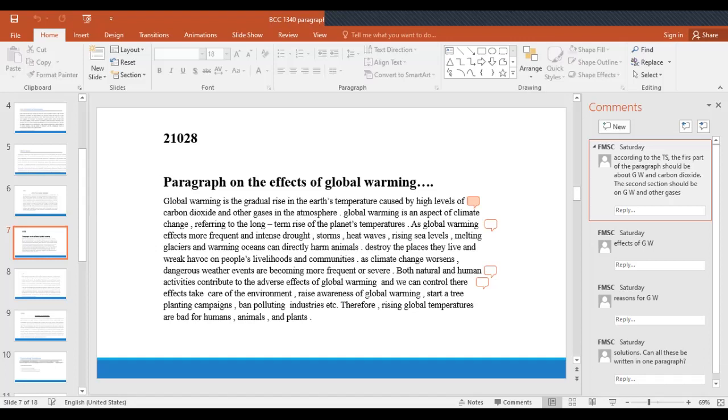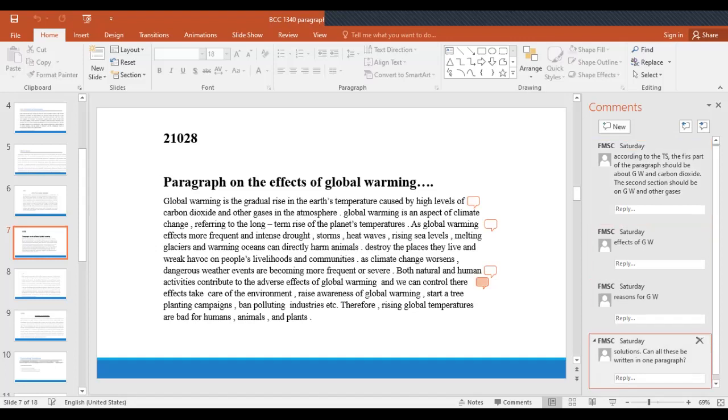I see a lot of information which is of course relevant, but it should have been much better if you could have divided your ideas according to these two main points that you have mentioned in your topic sentence. Then your paragraph would be more organized, right?